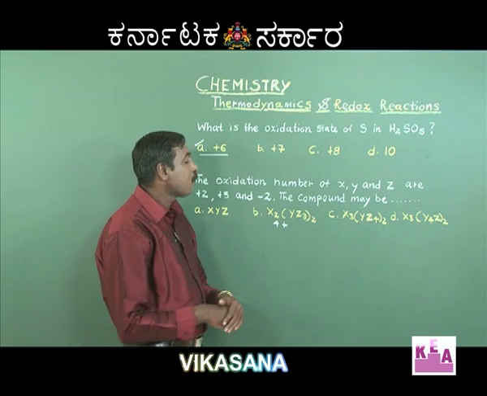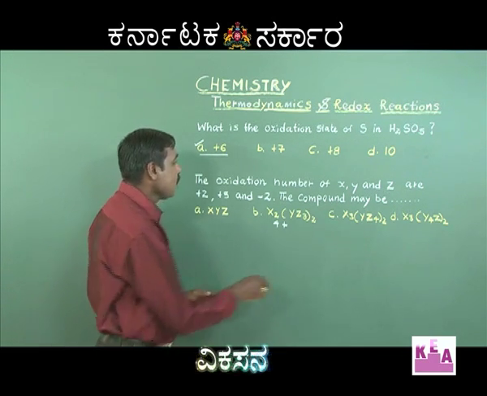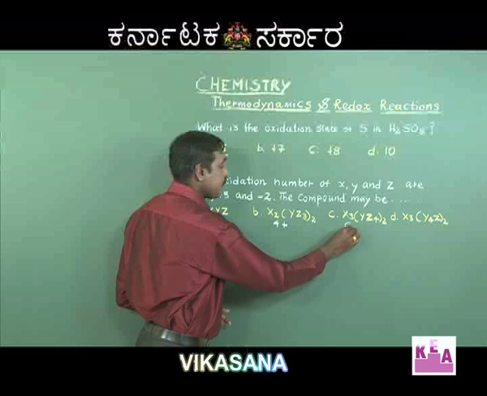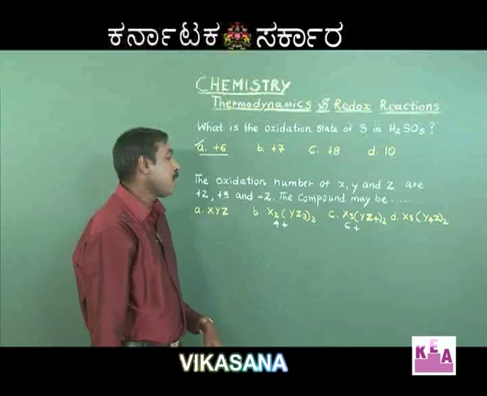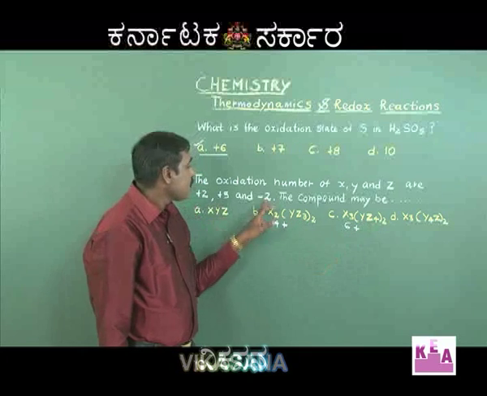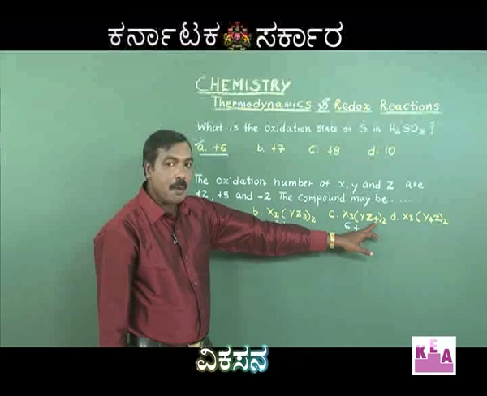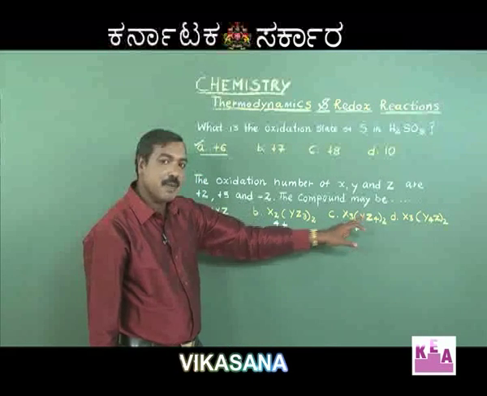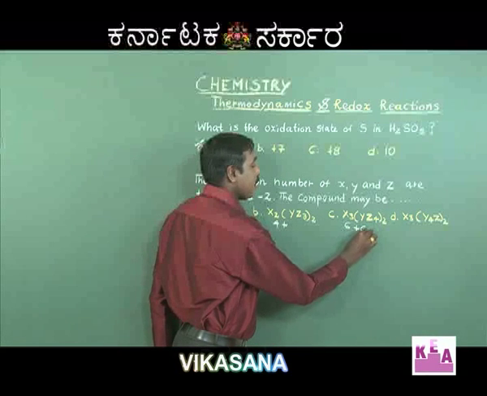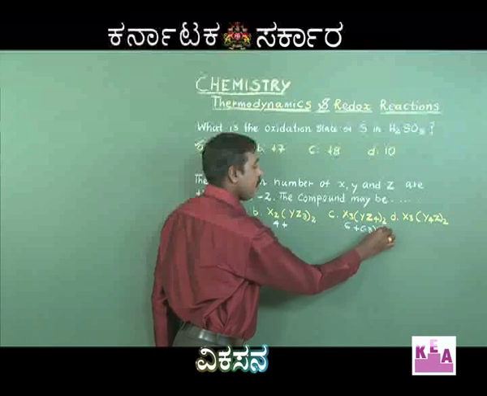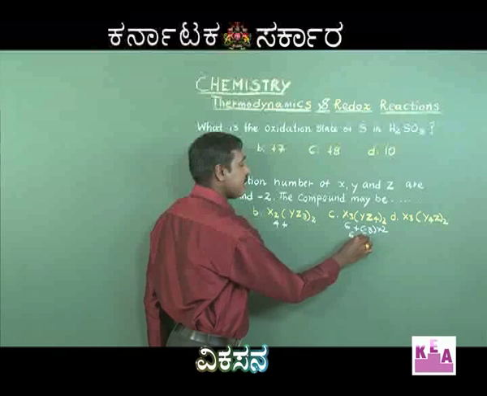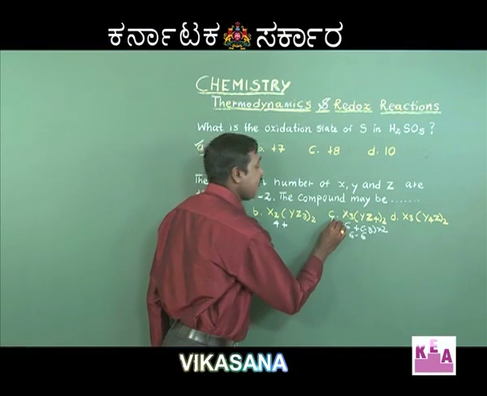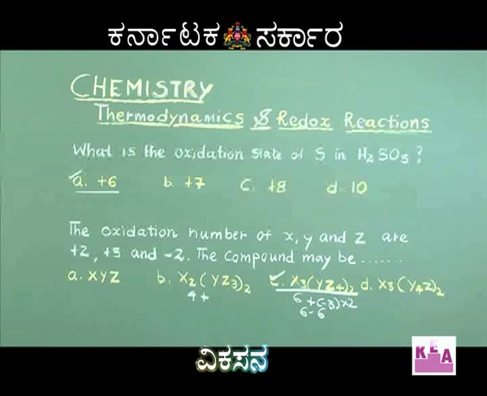We will go on to option C. We will work it out. X 2, 2 into 3 is 6, plus, I will work it out together now, Z 4 times minus 2 into 4, minus 8, minus 8 plus 5 happens to be minus 3, minus 3 multiplied twice, therefore 6 minus 6, I am getting 0 here. Therefore, the right option is option C, X3 YZ4 twice.